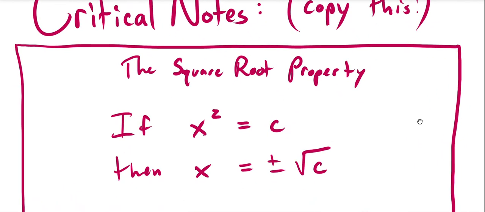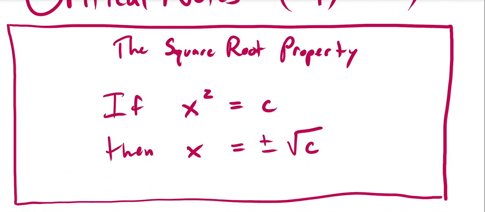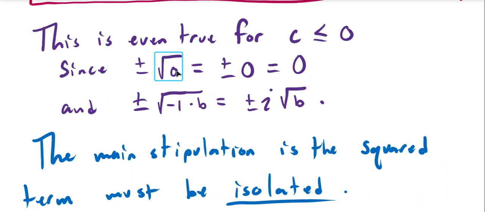Okay, critical notes. Copy this down, show it to me later, prove you watched the video. If I have something squared equal to a constant, then that thing is equal to plus and minus the square root of that constant. This works for positives, negatives, 0, etc., all of them, right? This is the square root property. So even for 0, because the square root of 0 is 0 and plus and minus 0 is 0, this works.